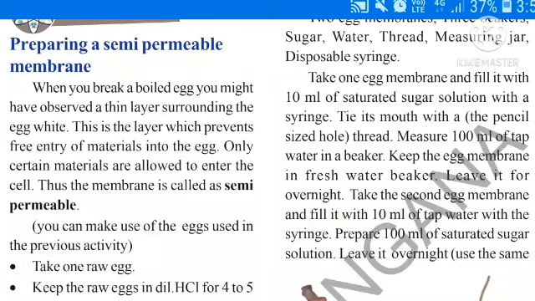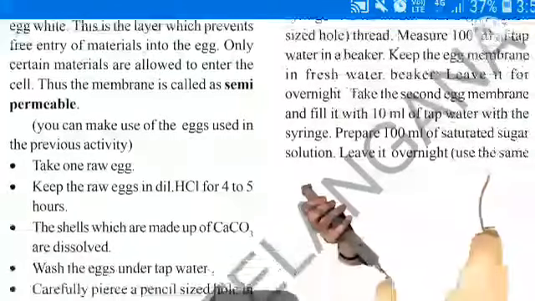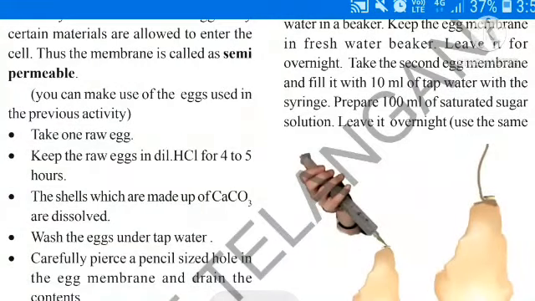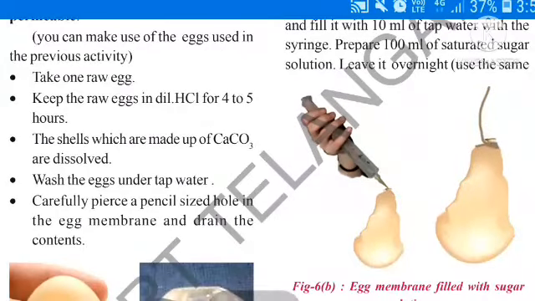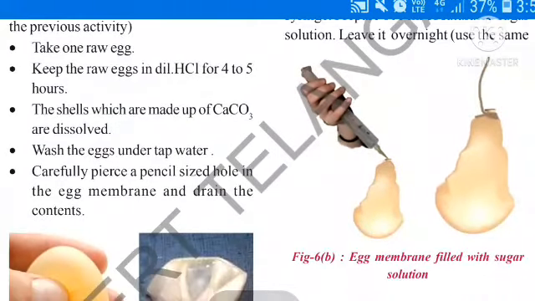How to prepare this semi-permeable membrane? Take eggs. Keep the eggs in dilute hydrochloric acid solution for 4 to 5 hours. The shells, which are made up of calcium carbonate, are dissolved. The outermost white layer is made up of calcium carbonate. This was dissolved in dilute hydrochloric acid. Wash the eggs under the tap. Carefully make a pencil-sized hole in the egg membrane and drain the contents.